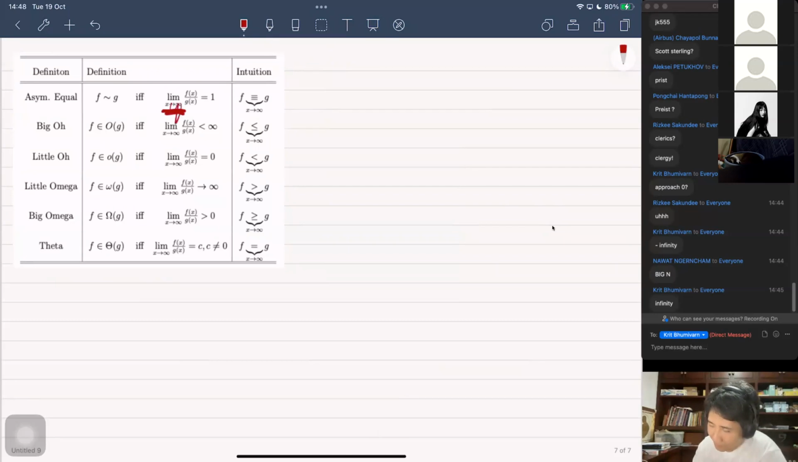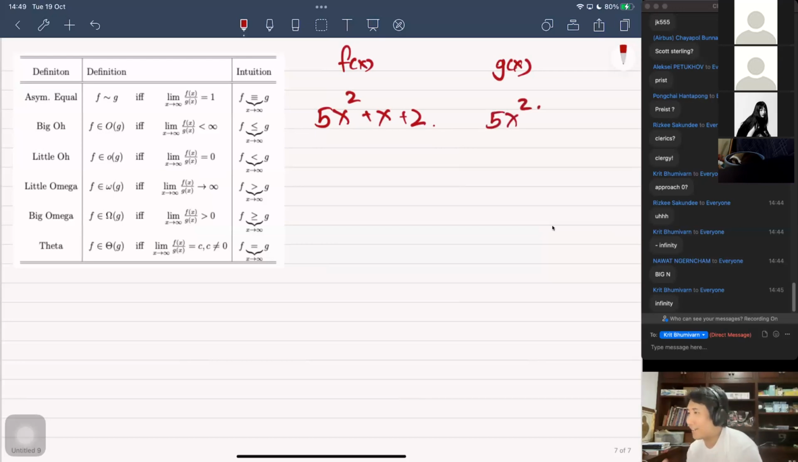So for example, when we say 5x squared plus x plus 2, okay? This is your f of x, and I want to check whether it is growing like 5x squared or not. Think about this. It makes sense to say that these two guys grow exactly the same way, right? So think about the first definition. It says that they are asymptotically equal. That means as you go far and far away, these two are essentially the same.